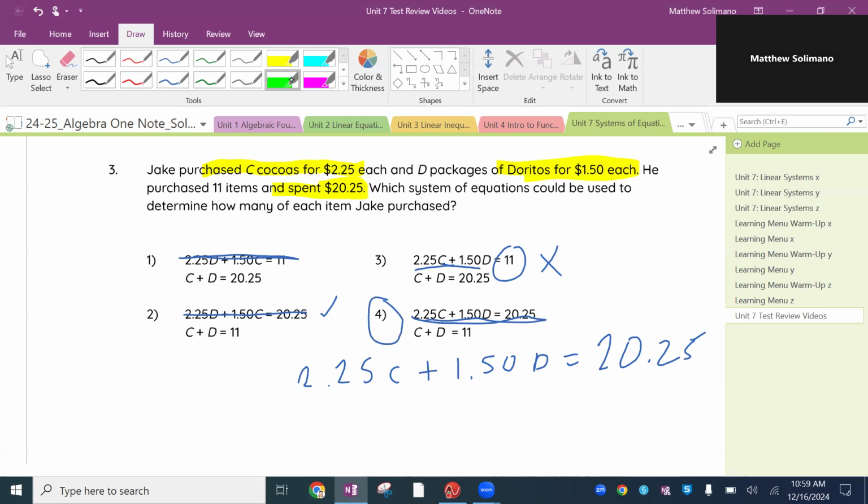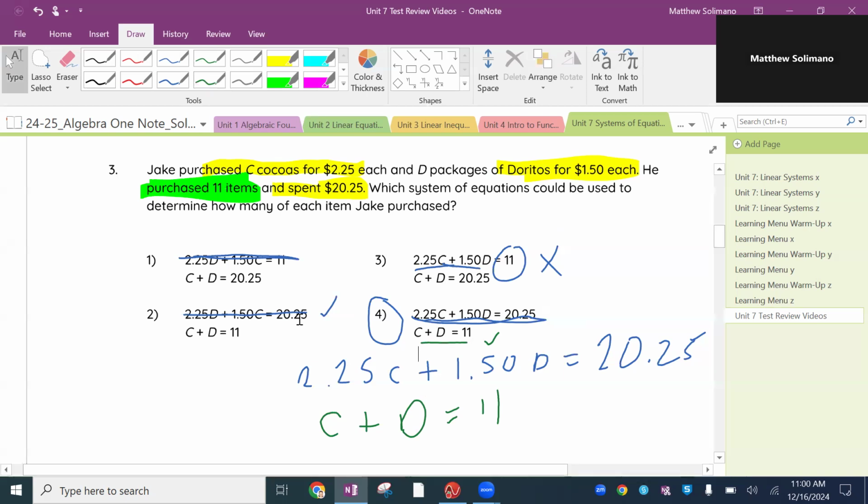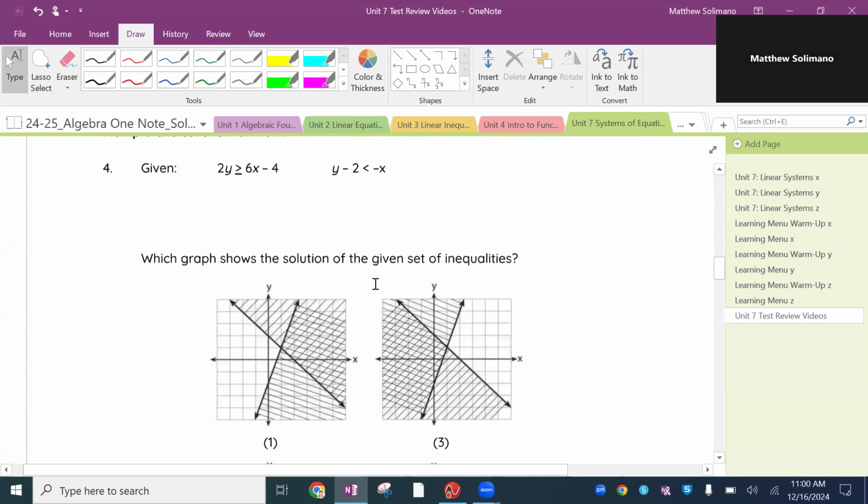But just to check the other part, if we purchased 11 items total, we have our Coke, however many we got, plus our Doritos, got to equal 11, which is also this equation here. Because if I bought 10 Doritos, I would have 1 Coke. So Coke plus Doritos equals 11, total items bought. So 4 is the correct answer on number 3.